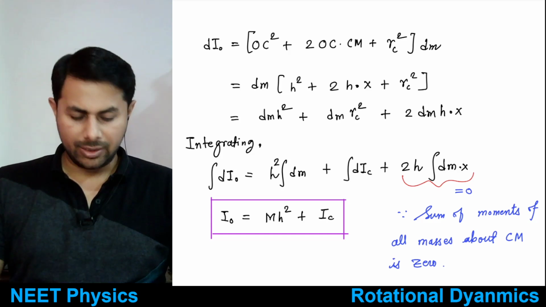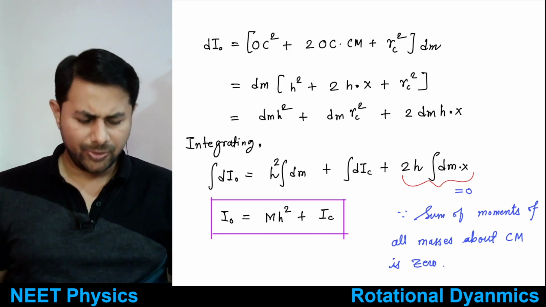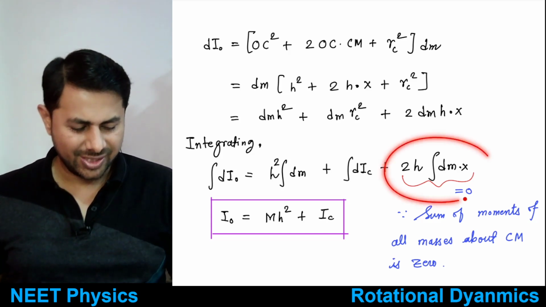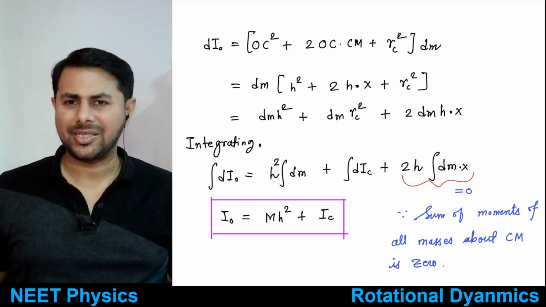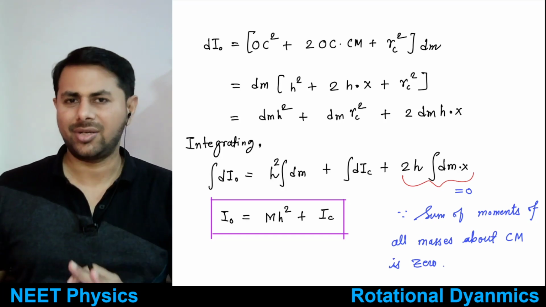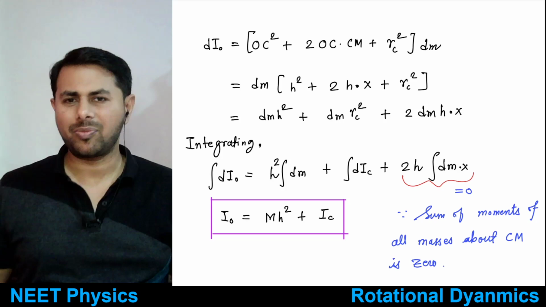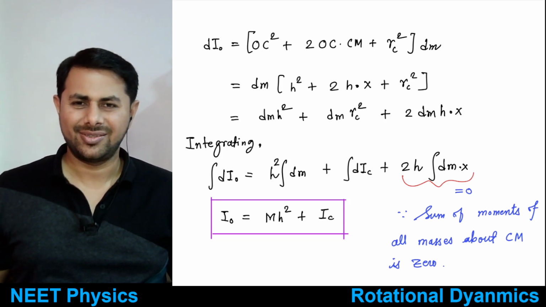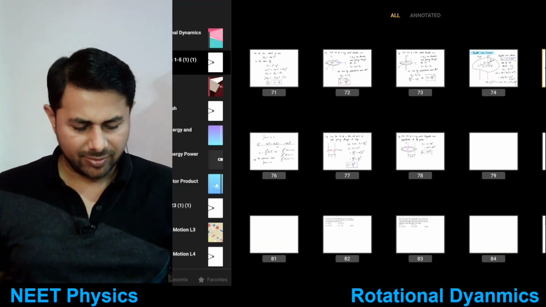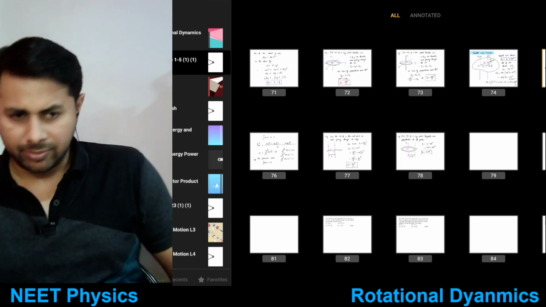Okay, very good. So at this moment, the proof doesn't have any significance for us, but this thing, that the sum of moments of all masses about the center of mass is equal to 0, there can be a question solely based on this. There can be a question just like this: what is the sum of moments of all masses about the center of mass? And they can give you 4 options. Because this is a concept, we need to remember all the concepts.